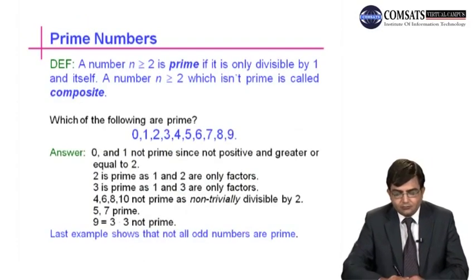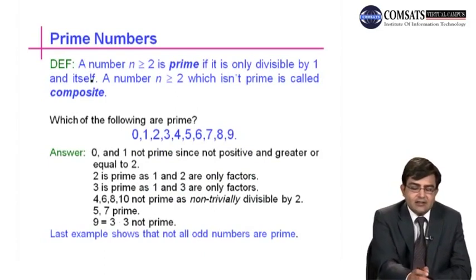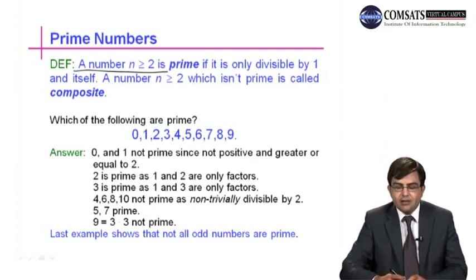For example, we see in detail what the prime numbers are. We can see another definition of prime numbers. A number n greater than or equal to 2 is prime if and only if it is divisible by 1 and itself. This is another definition of a prime number.